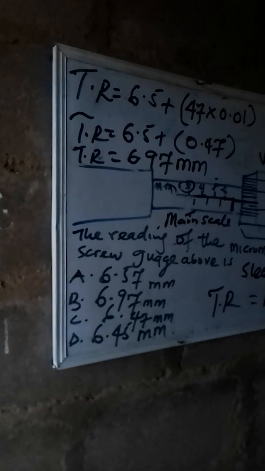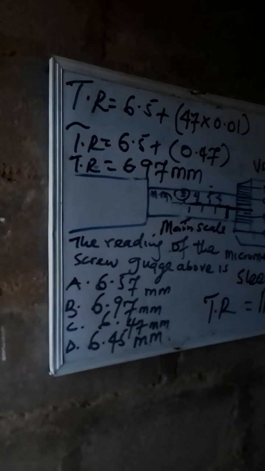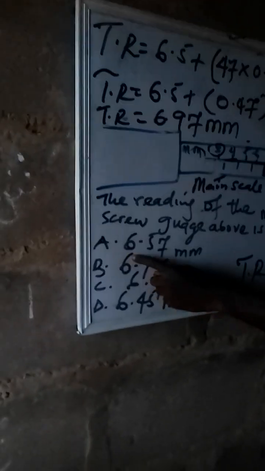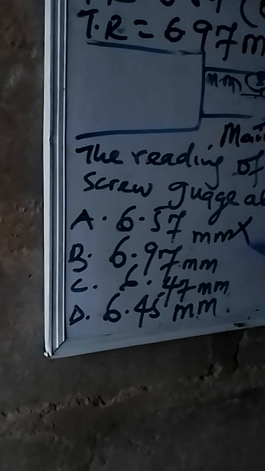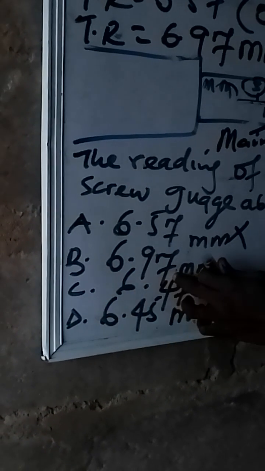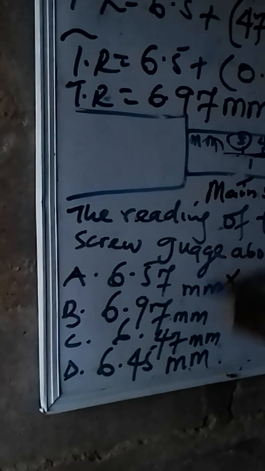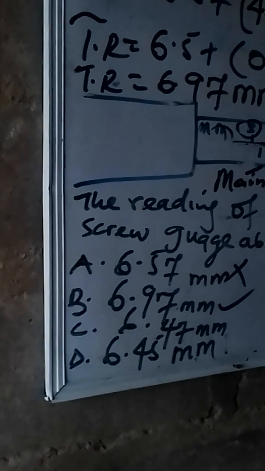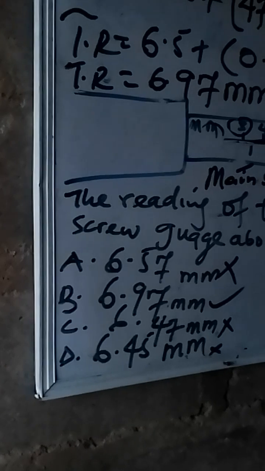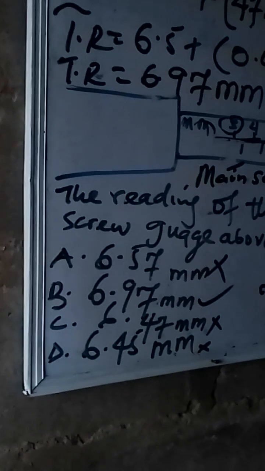Are we together? Now let's check the options that are provided here. Option A, 6.57. Is that the answer? No. Option B, 6.97. Is that the answer? Check. They are coinciding with one another. That will be the answer. The others are wrong.